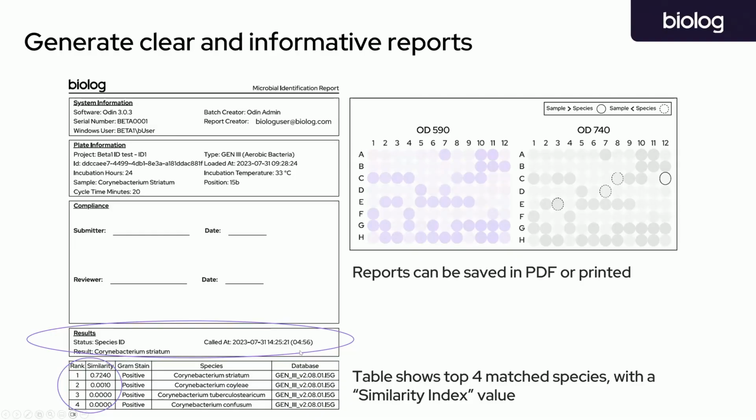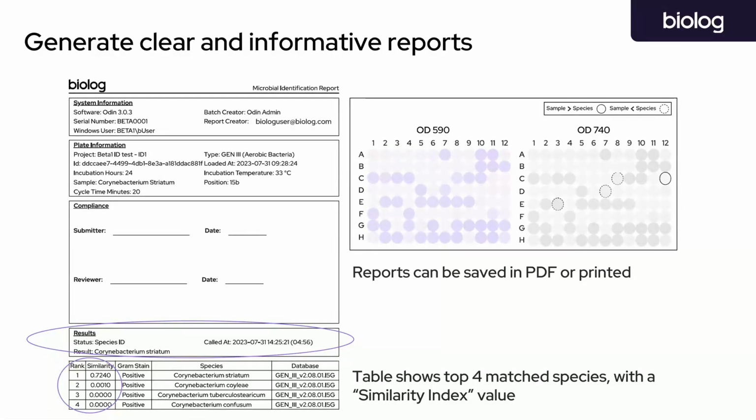So in this case, it took 4 hours and 56 minutes for this aerobic bacteria plate. And the table will also always show you the top 4 matched species. And it reports this value called a similarity index that's really an output of our proprietary algorithm. And you can think about that as the product of the probability, which is kind of like the separation between the top 2 species, and then the proximity, which is like the inverse of the distance between the species and the sample that you were interested in.